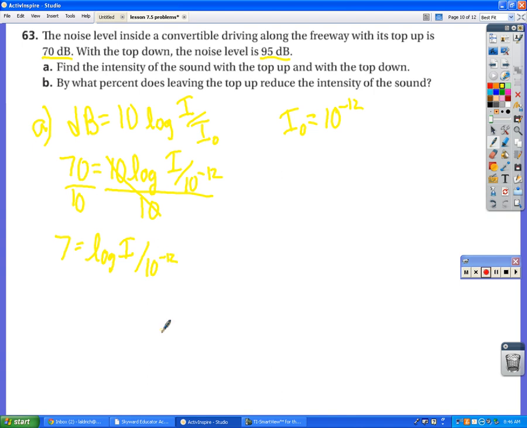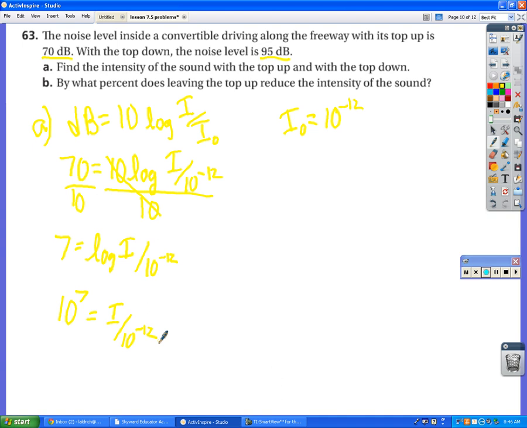So now that I have that down to a single log, what can I do with it? I can use the 10 deal. This is a base 10. Yep. So I can go 10 to the 7th power equals I over 10 to the negative 12. Okay? And then solving that for I is very, very simple.